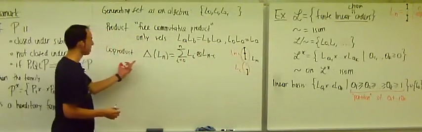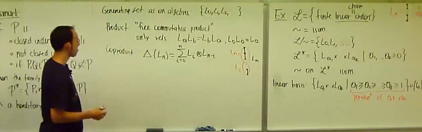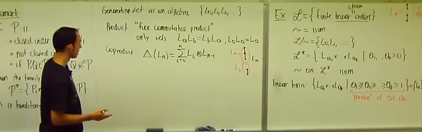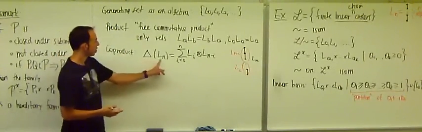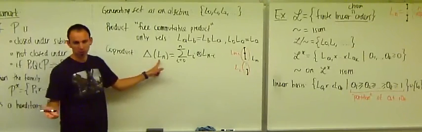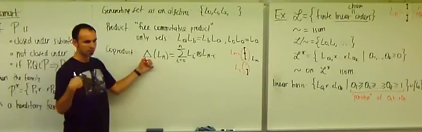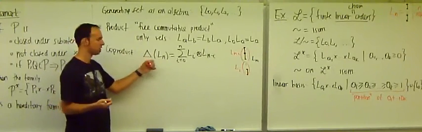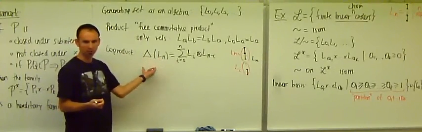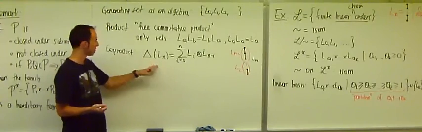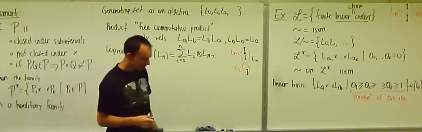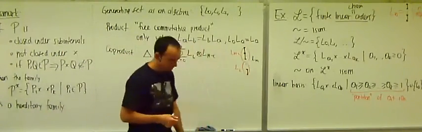Given that coproduct, given that I know the coproduct on the generators, that means that I know the coproduct on anything, right? Because remember that delta is an algebra map, so delta of Lm Ln is just delta of Lm times delta of Ln. So it's enough to define the coproduct on the generators. Okay.